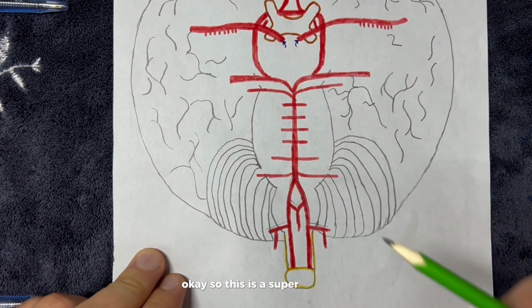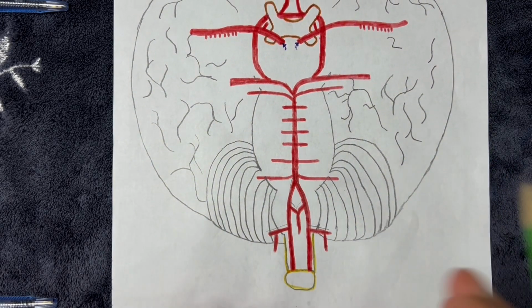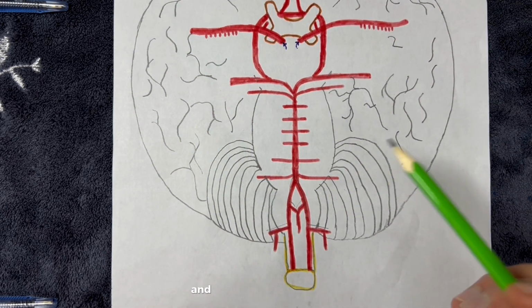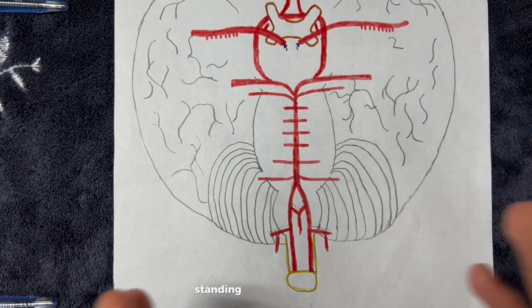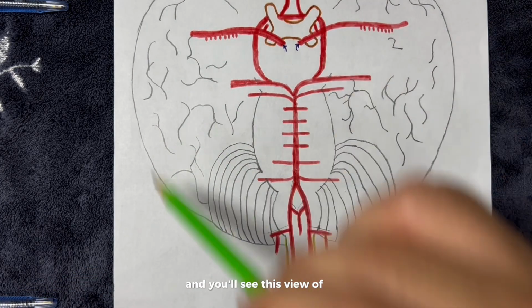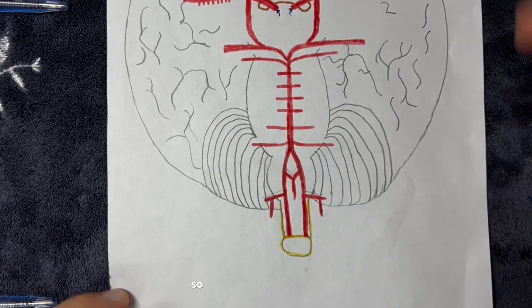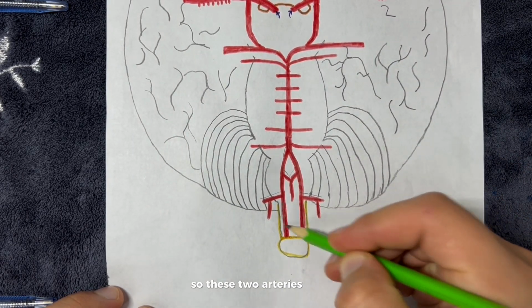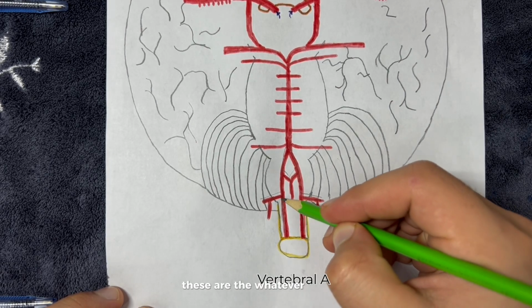Okay, so this is the super simplest diagram of the blood supply of the brain, and this is the inferior view of the brain. Just imagine that you are standing in the spinal cord and you are looking upward, and you will see this view of the brain. So these two arteries we are seeing here, these are the vertebral arteries.